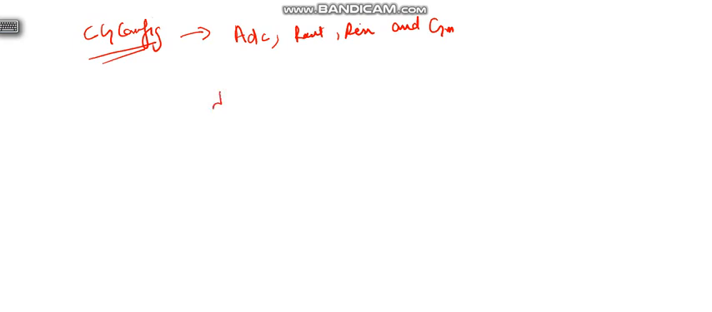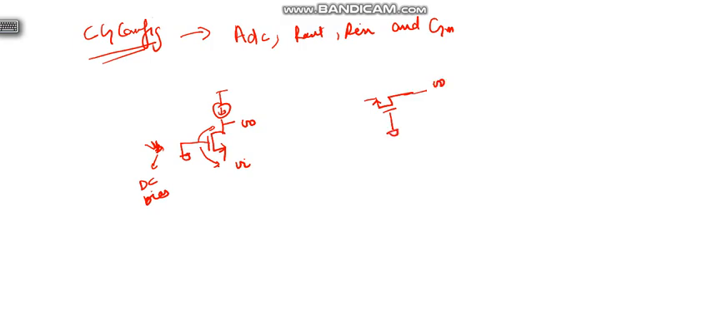So common gate configuration can be made like this. This is ground or at some VB voltage, some DC bias voltage. This is output VO, this is VI. This is known as common gate because the gate is common to output and input. So here this is VO and common gate, this is VI, and this is R out.